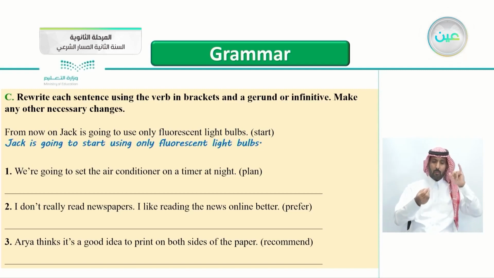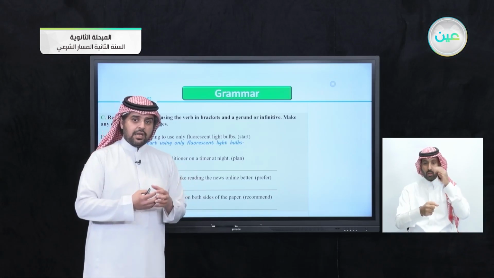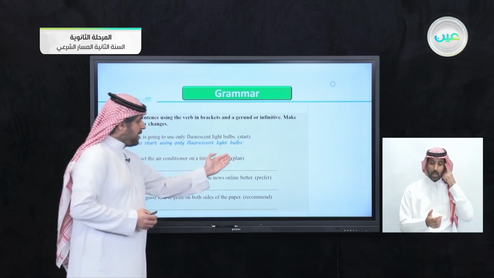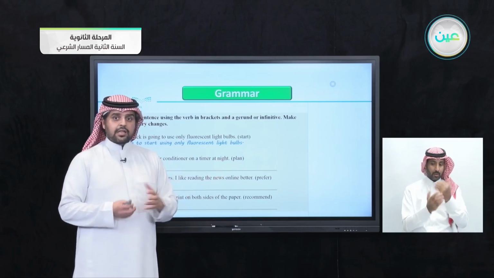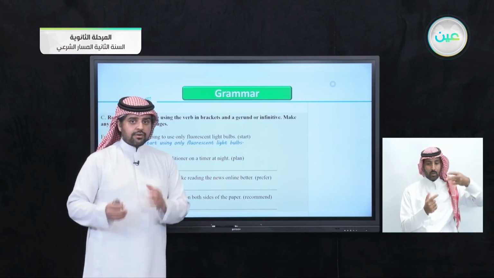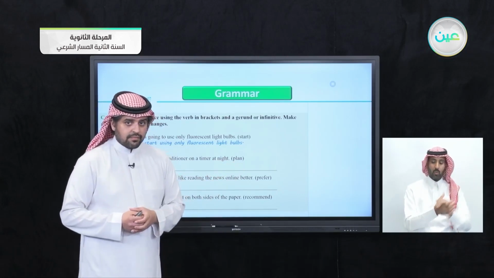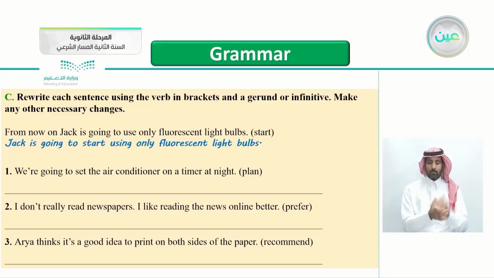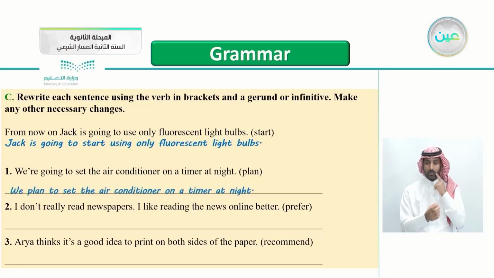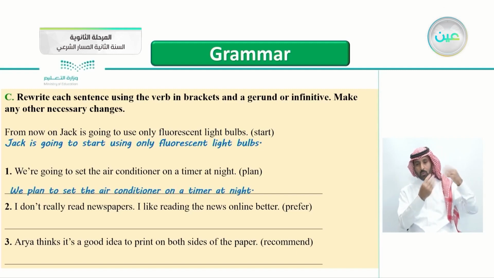So again, we have to rewrite the sentence using the verb in brackets and put it with a gerund or an infinitive. Number 1, we are going to set the air conditioner on a timer at night. And the verb is plan. Don't forget to use gerund or infinitive. The answer: we plan to set, so it's an infinitive here. We plan to set the air conditioner on a timer at night.